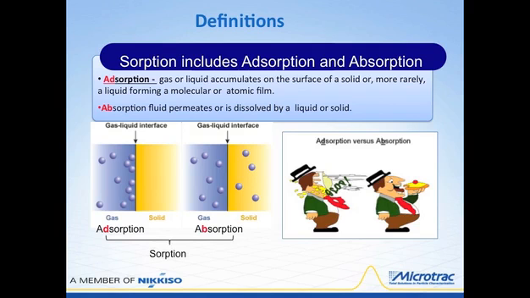Now let's stop and sit back for a second and think about some definitions so that we all get on the same page. The term sorption includes adsorption and absorption. Adsorption, the AD adsorption, is where a gas or a liquid will accumulate on the surface of a solid. More rarely it might be a molecular or an atomic type film. On the other hand, absorption is where a fluid permeates or is dissolved by a fluid, or it can be absorbed into a particular solid, much as what you may find by using a sponge.